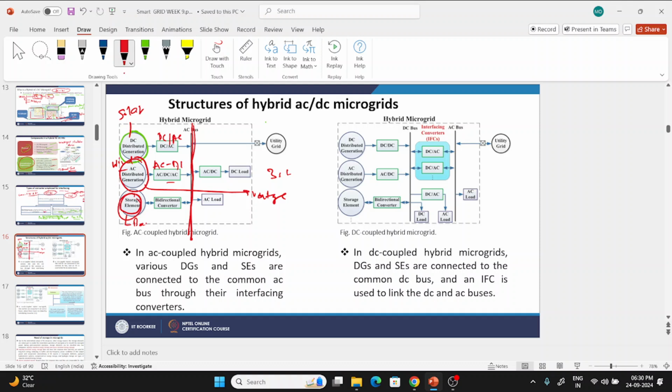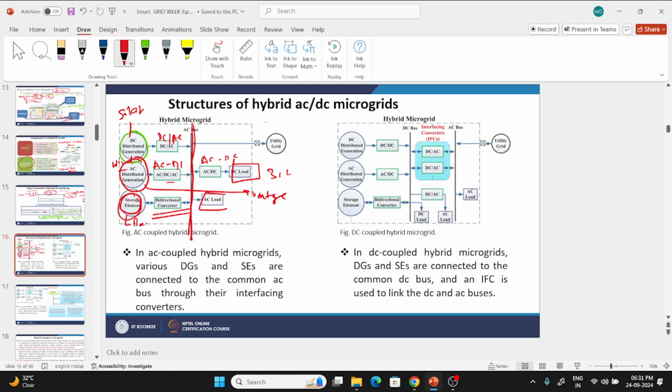Now coming to the storage element, it is also converted. It is connected by a bidirectional converter. And if we have to connect any DC load, then AC to DC conversion will be done, and then the AC load can directly be connected to that.